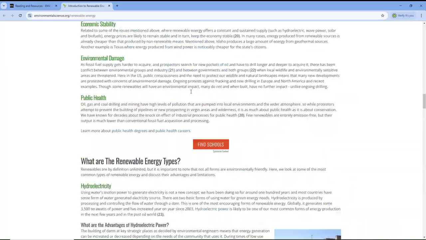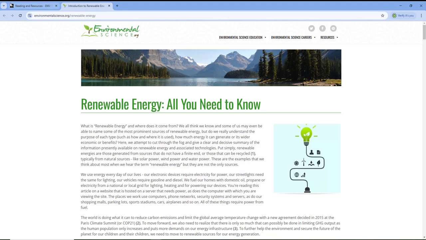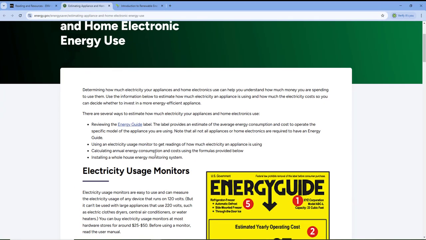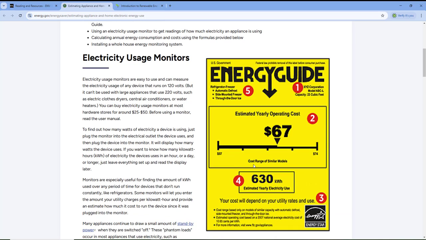So this will be a very useful source for you when you're writing your discussion board post. We also have a couple of labs. So we have a lab estimating appliance and home electric use. The next time you're in search of a new appliance, it's always a good idea to take a look at the energy guide that's attached to the appliance to figure out the energy cost.